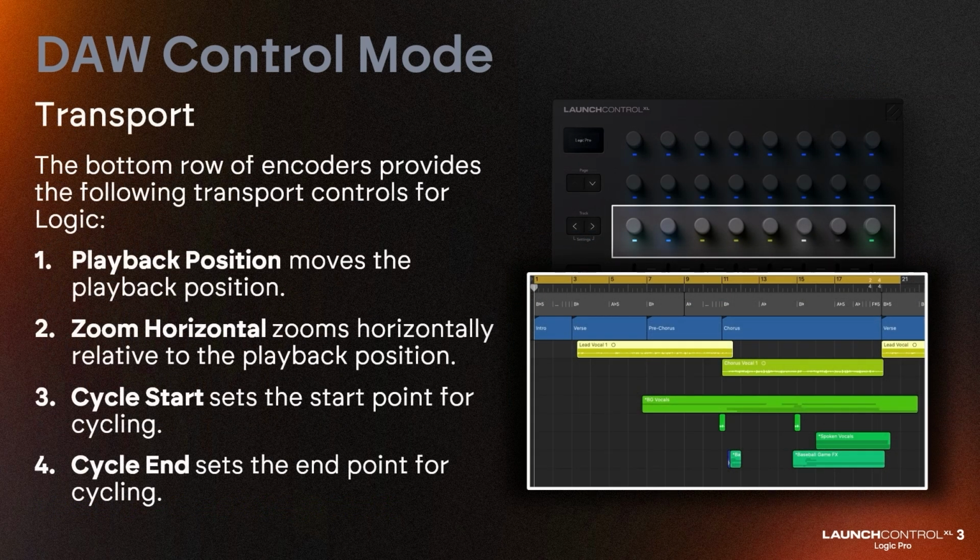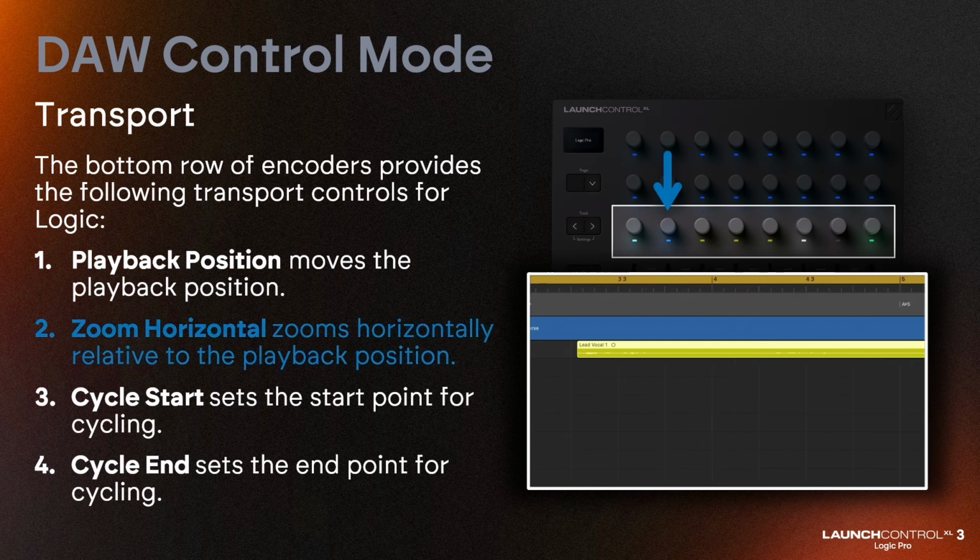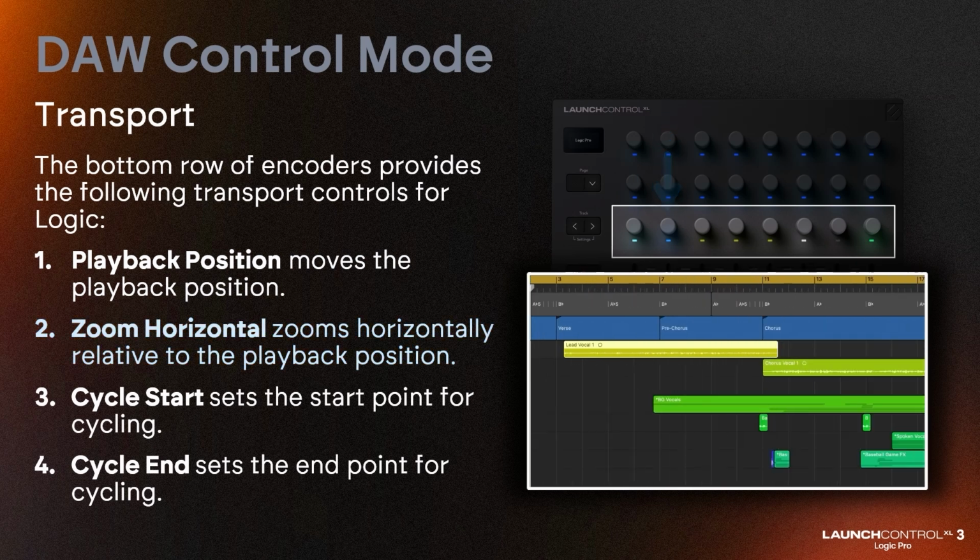The bottom row of encoders provides the following transport controls for Logic. Playback position moves the playback position. Zoom horizontal zooms horizontally relative to the playback position.